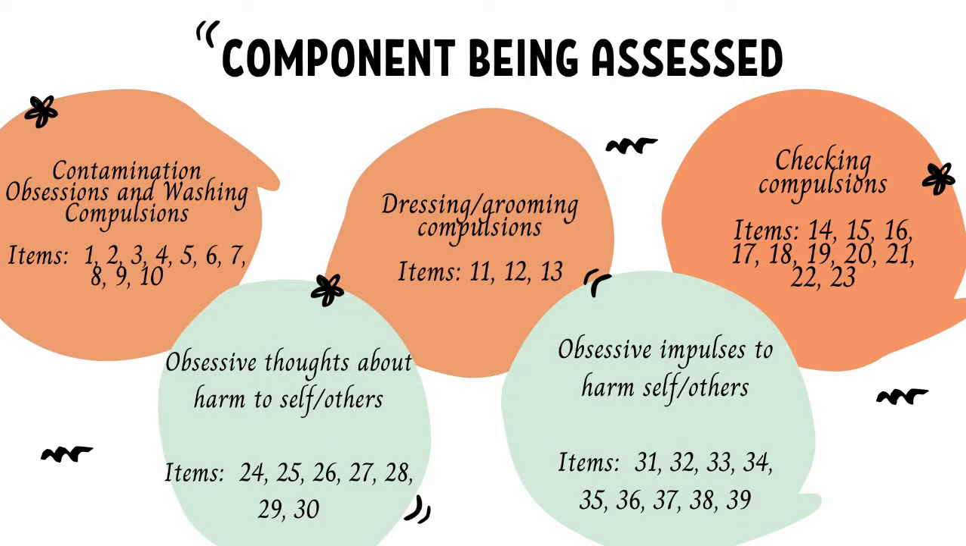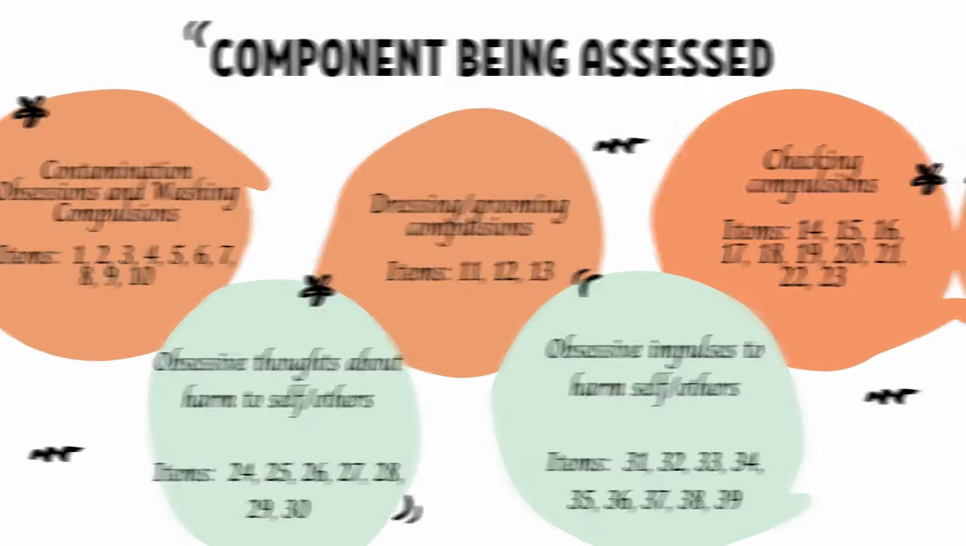The components that are being assessed are contamination obsession and washing compulsions, dressing or grooming compulsions, checking compulsions, obsessive thoughts about harm to self or others, and obsessive impulse to harm self or others.